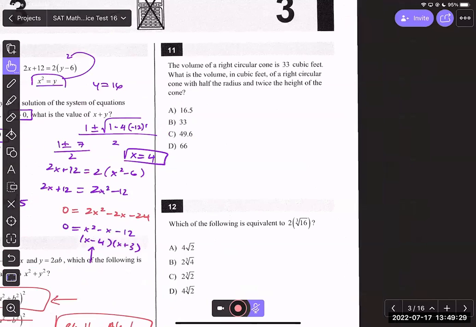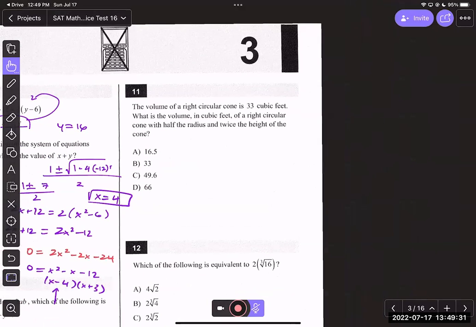All right, nice work. Let's look at problem number 11. Let's hear from Ben. Okay. I forgot. Can you start by reading the question?